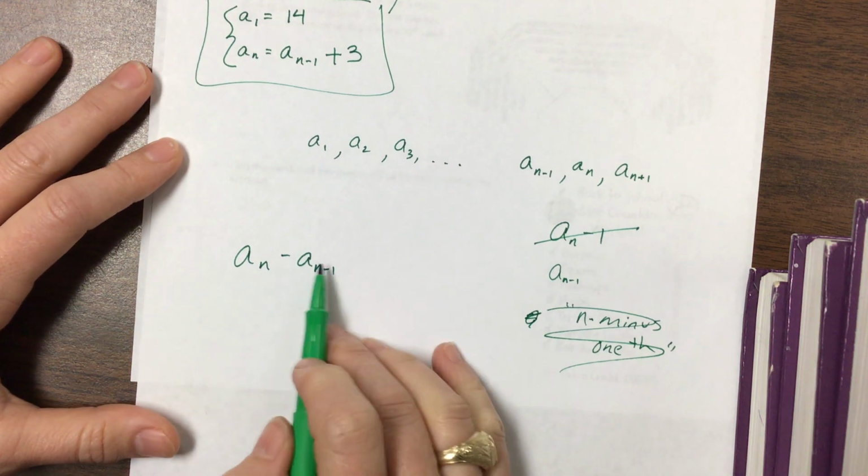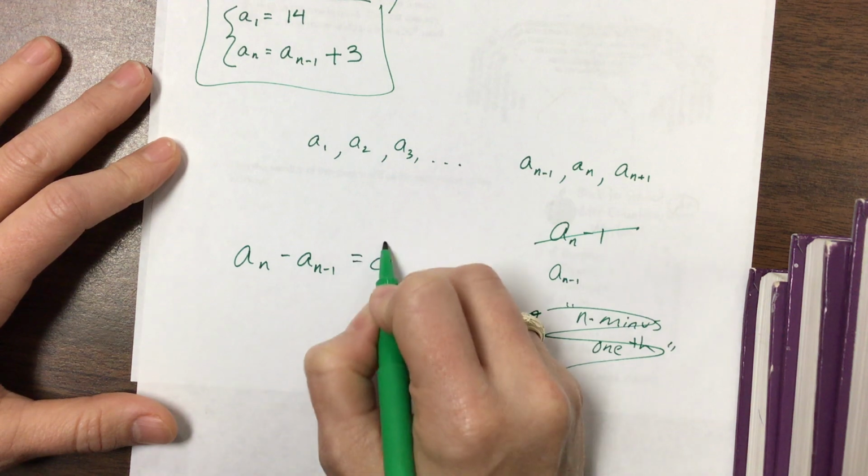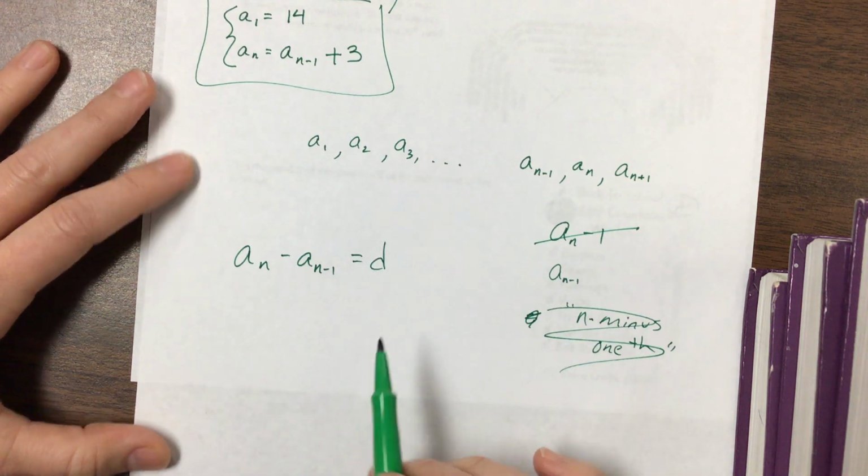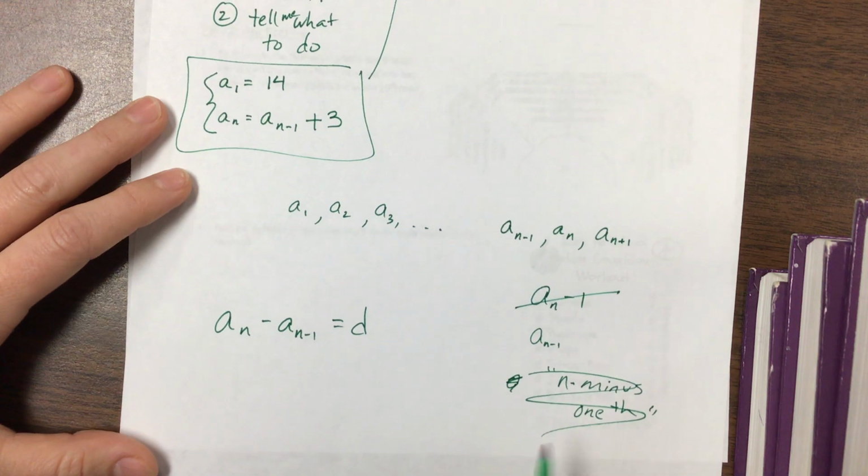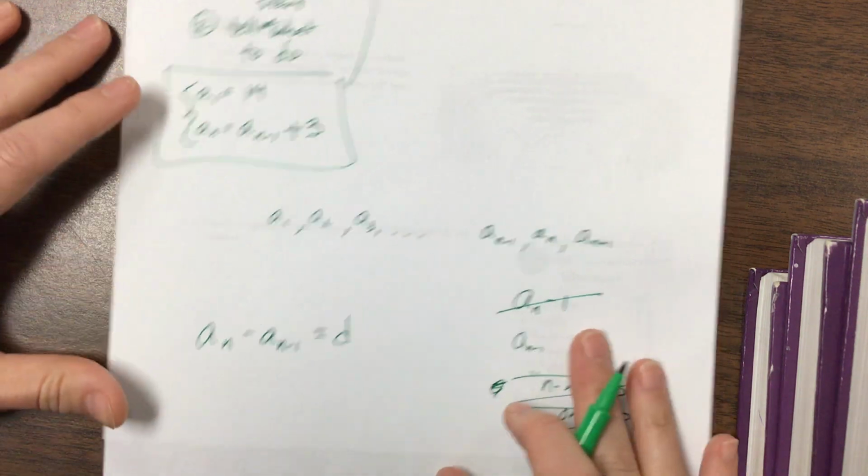So any random term minus the term right before it is going to always equal our common difference. And that's how we know it's an arithmetic sequence.